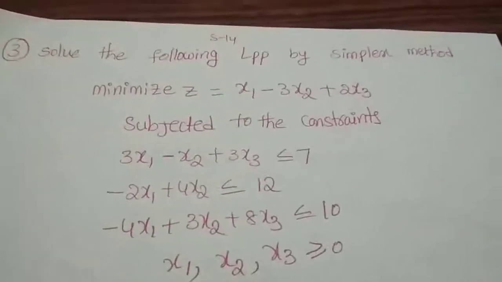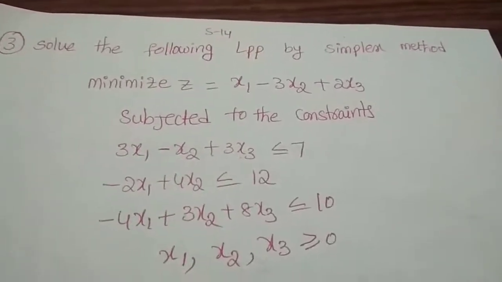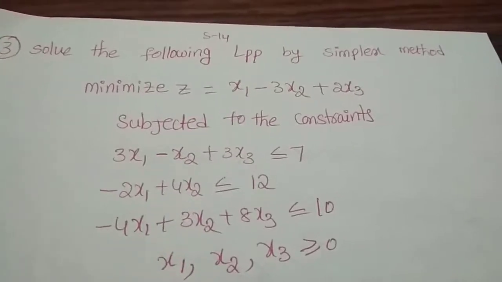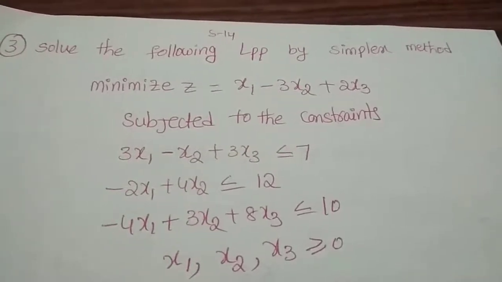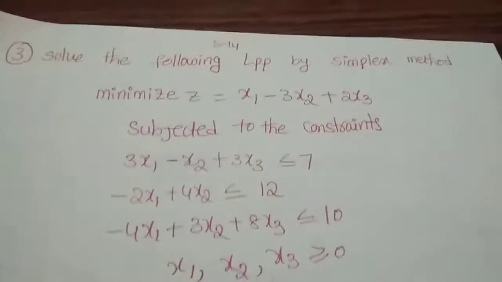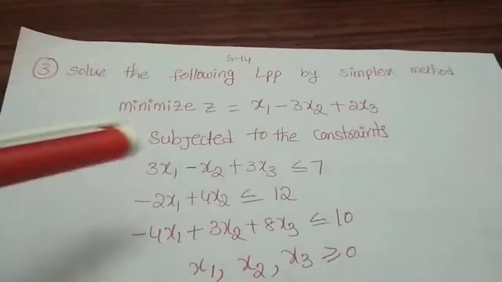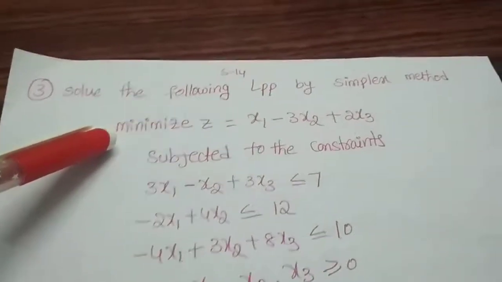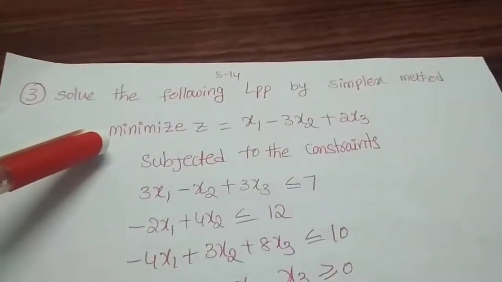Hi students. In this video I will explain how we solve a minimization problem. The problem is given here: solve the following linear programming problem by using the simplex method. Minimum of z equal to x1 minus 3x2 plus 2x3.